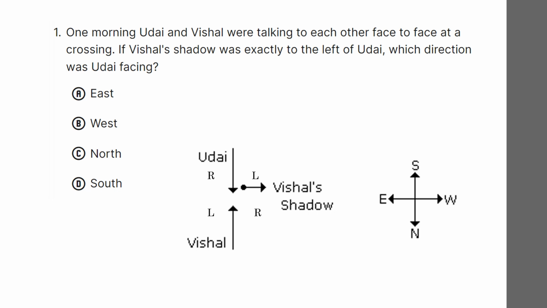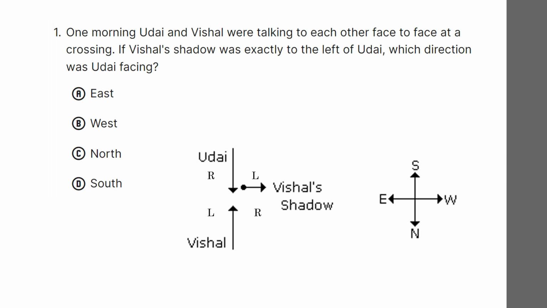The more you solve, then only you will be able to complete the solution. Yes. Now coming to one more example, let's take: one morning Uday and Vishal were talking to each other face to face at a crossing. If Vishal's shadow was exactly to the left of Uday, which direction was Uday facing? Now you can see here Uday and Vishal, opposite arrows are given. The arrowhead indicates their face. Suppose they are facing each other.